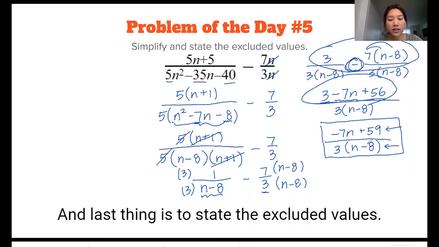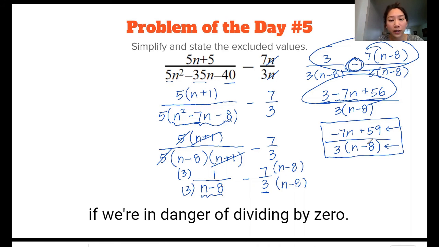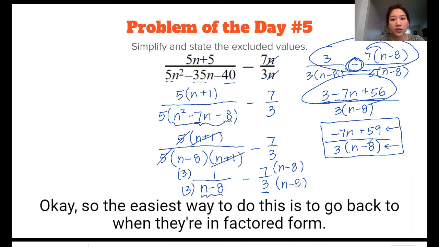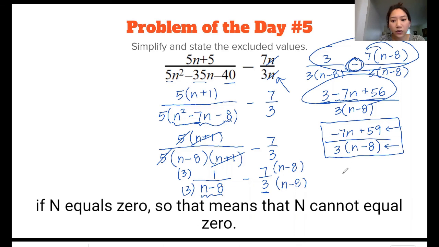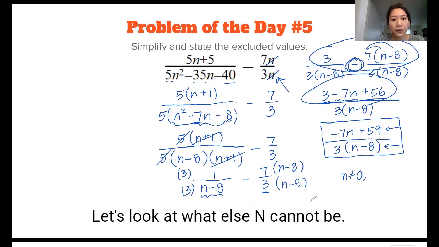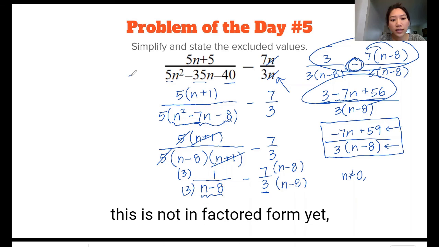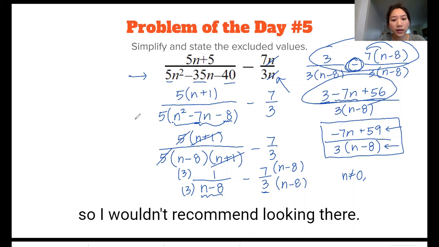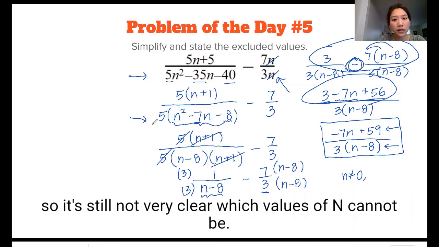Oh, and last thing is to state the excluded values. Remember, the excluded values really come from any point where we're in danger of dividing by 0. The easiest way to do this is to go back to when they're in factored form. So for the second fraction, we're in danger of dividing by 0 if n equals 0, so that means that n cannot equal 0. Let's look at what else n cannot be. Let's focus on the first fraction now. In the first fraction, this is not in factored form yet, so I wouldn't recommend looking there. This one is factored, but we only factored out the greatest common factor, so it's still not very clear which values of n cannot be.